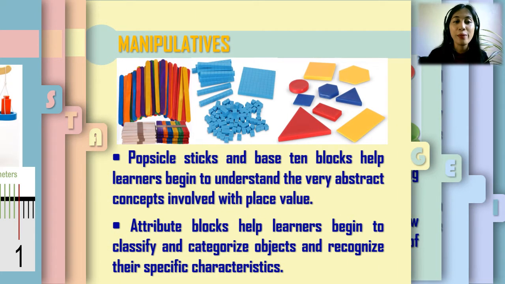So another one here, we have popsicle sticks and base 10 blocks. It helps learners begin to understand the very abstract concepts involved with place value. Attribute blocks help learners begin to classify and categorize objects and recognize their specific characteristics. This also allows them to make patterns and geometric designs as they become familiar with the geometric properties and the shapes themselves.